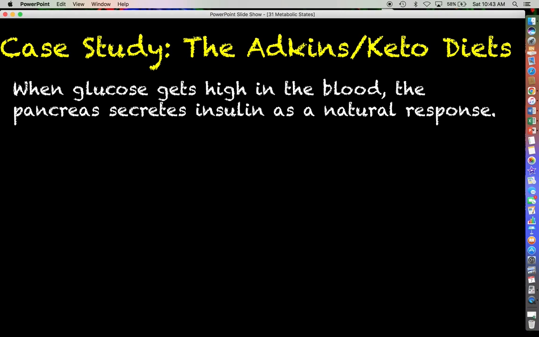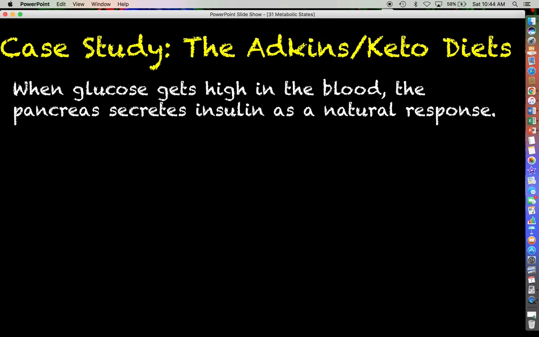Okay, so before we get to the second metabolic state, I want to present a case study, something for you to think about. So hopefully you've heard of either the Atkins diet, which was very popular in the early 2000s, the early 21st century, or the keto diet, which is sort of the same philosophy as far as diets go, just more recently. Even if you haven't really looked into it very much, you know that these are diets that focus very much on eliminating as many carbohydrates from your diet as possible.